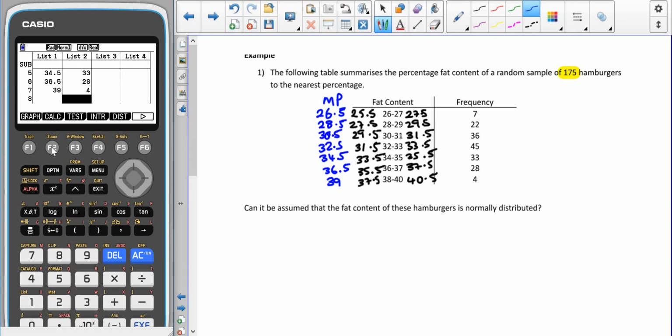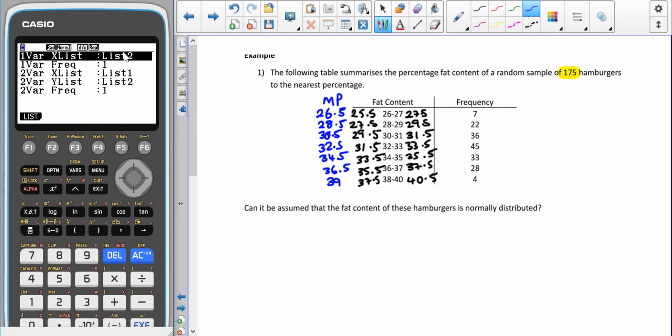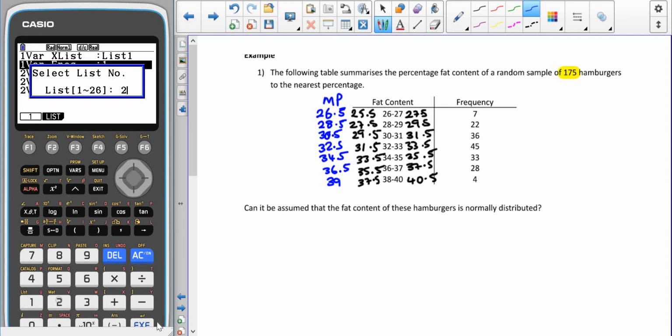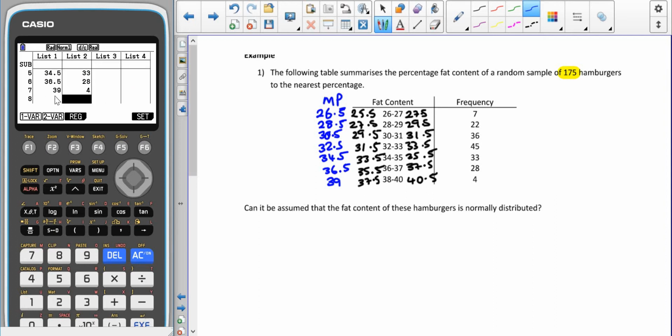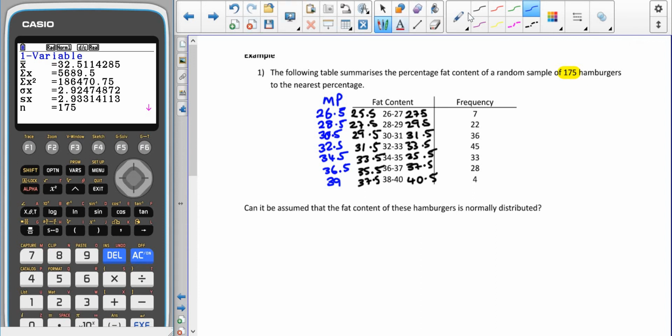Then I'm going to go to Calc, check that my set, so I need this to say list 1, list 2, because I put my data into list 1, and I am putting my frequencies into list 2. Then we're going to go into one var. So we are testing if this data here fits the distribution.